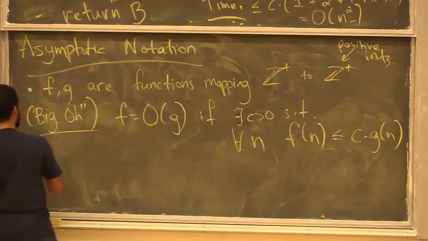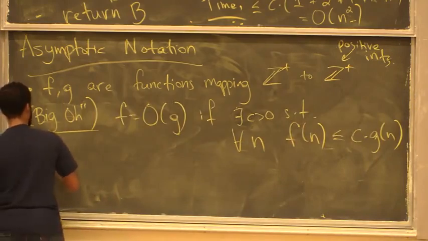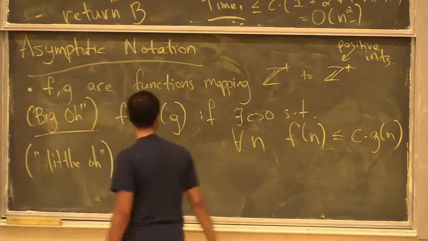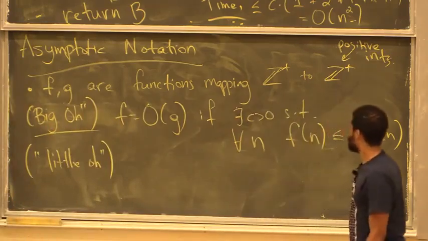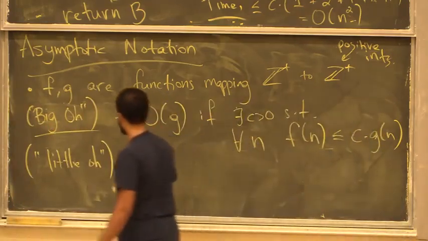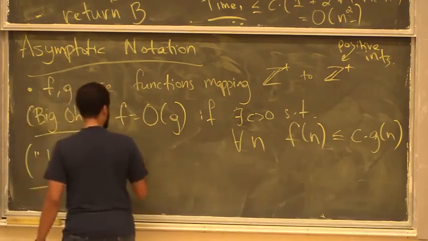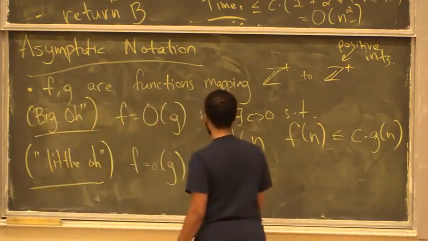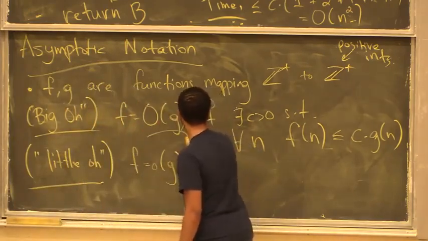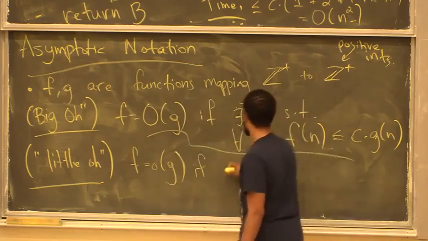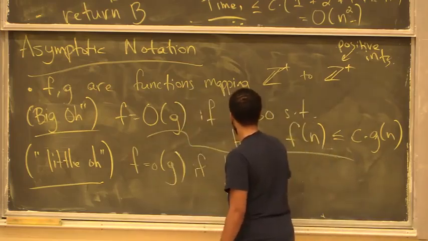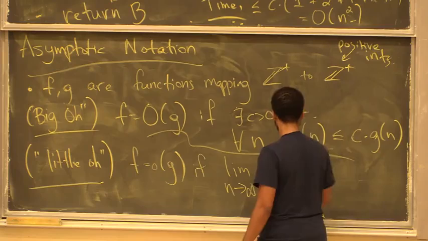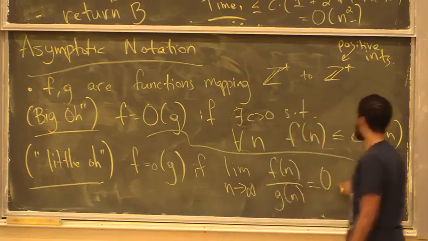And then there is big omega. Oh, actually, let's do little o next. Little o: f is equal to little o of g if the limit as n goes to infinity of f of n over g of n is 0.